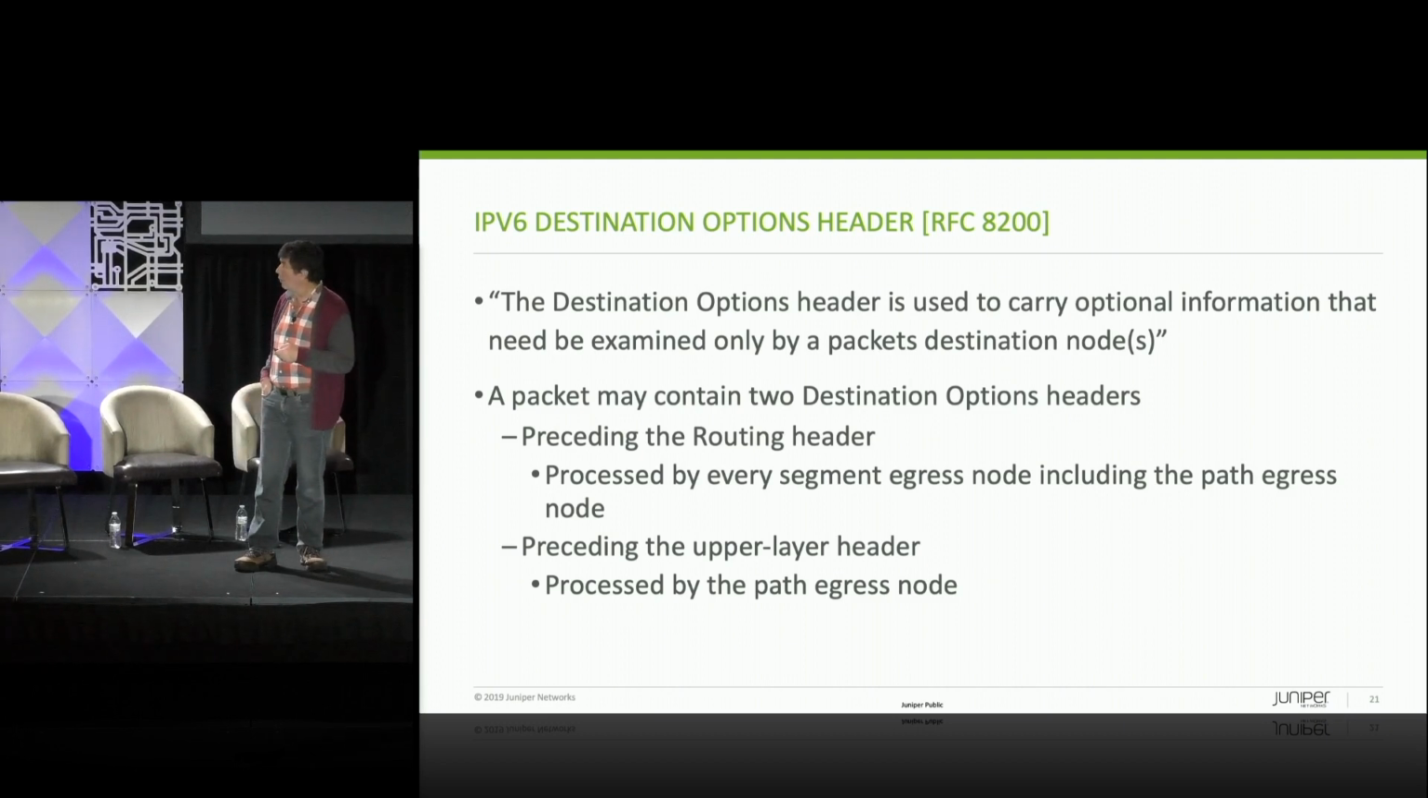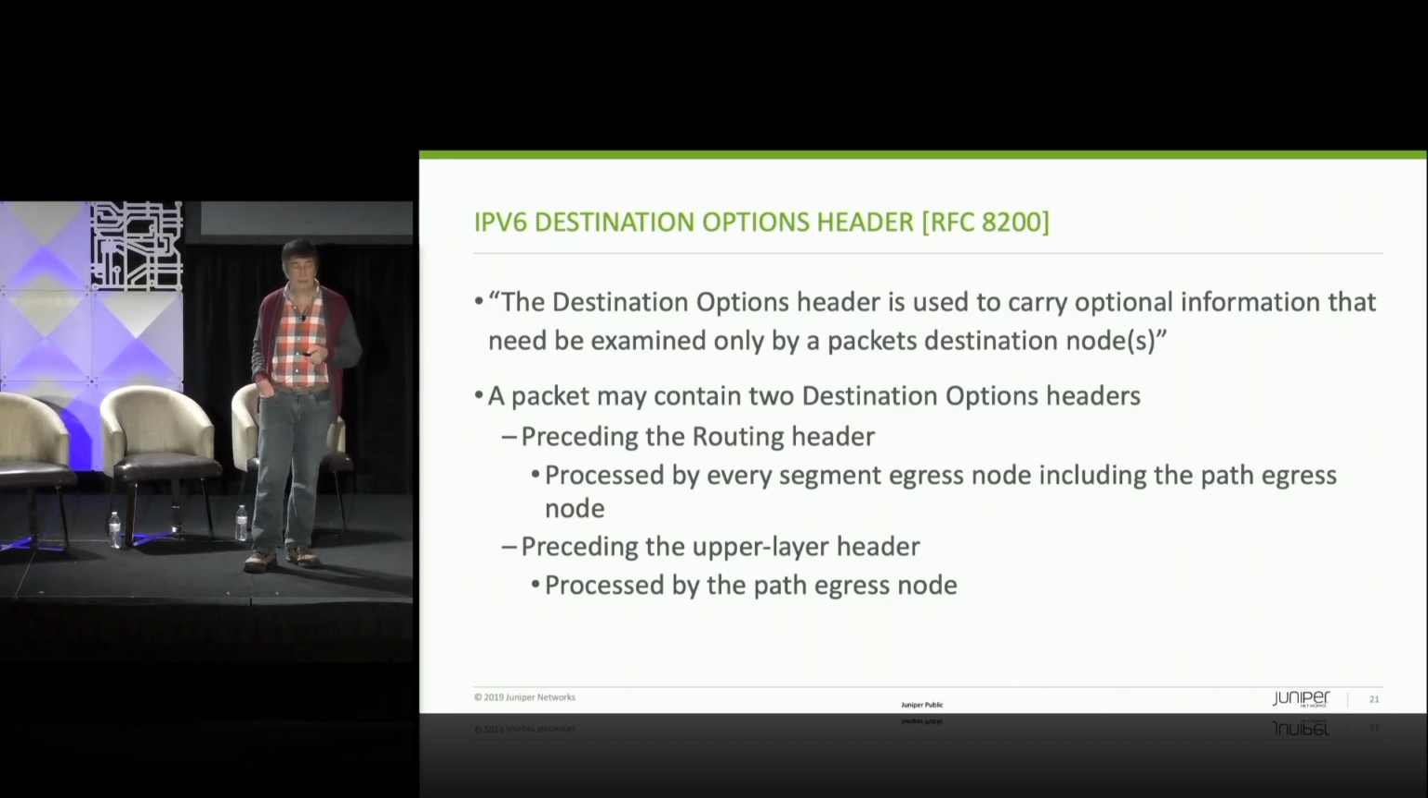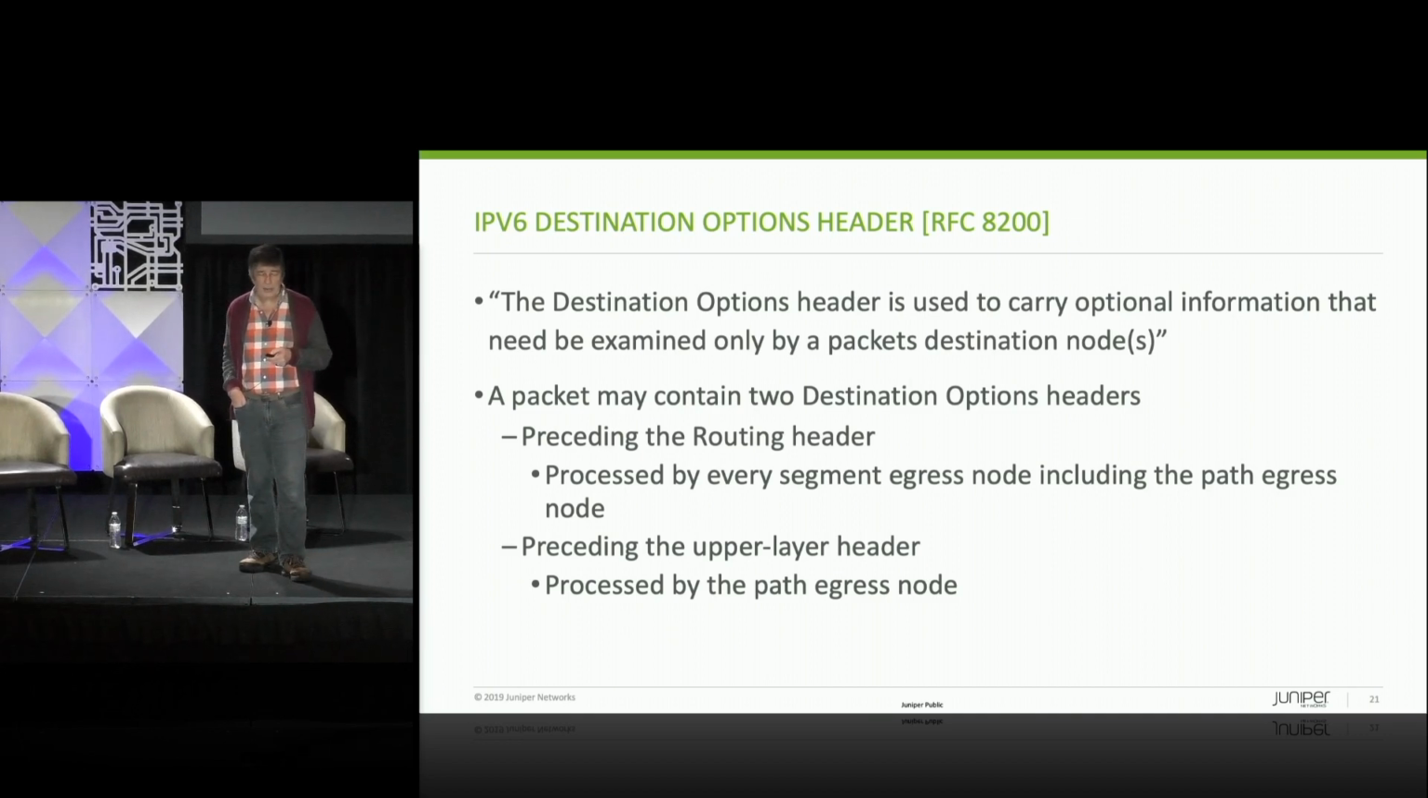Okay, while we're taking a look back at IPv6 extensibility mechanisms, we'll take a look at the destination options header. The destination options header is used to carry optional information to be examined by a packet's destination nodes. And a packet can carry two destination options headers. In fact, in RFC 8200, there is only one extension header that's allowed to occur twice in a packet. That's the destination options header.